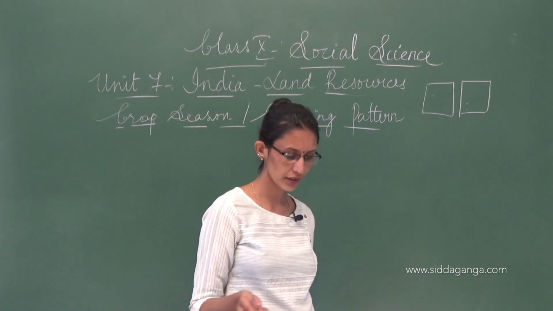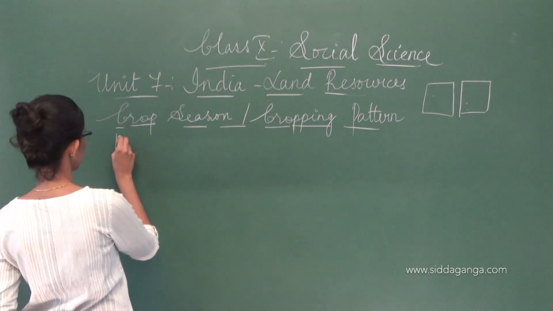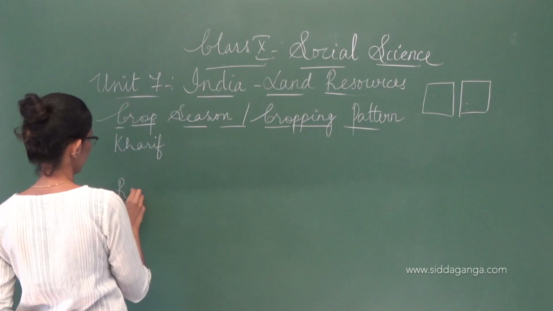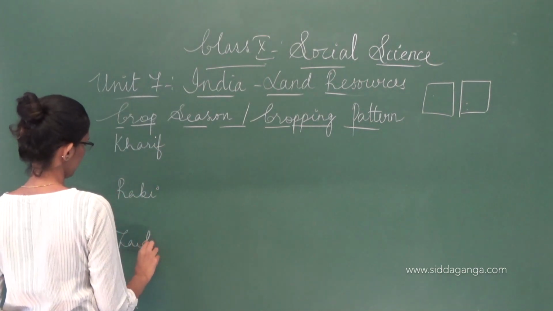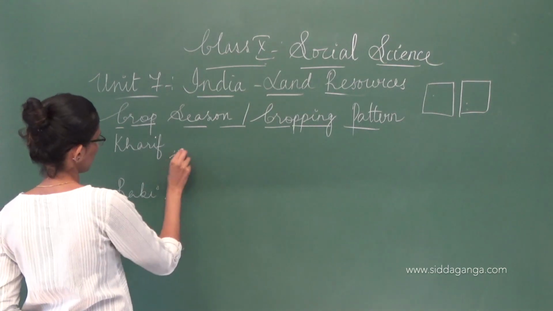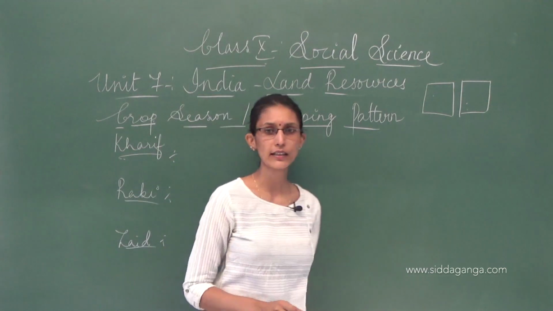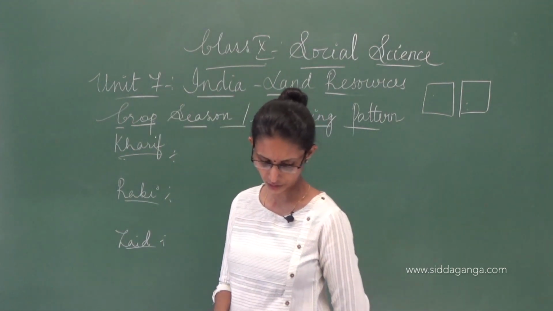It's divided into three: the Kharif, Rabi, and Zaid crops. What are the three types of crops according to the season? The Rabi, Kharif, and the Zaid crops.